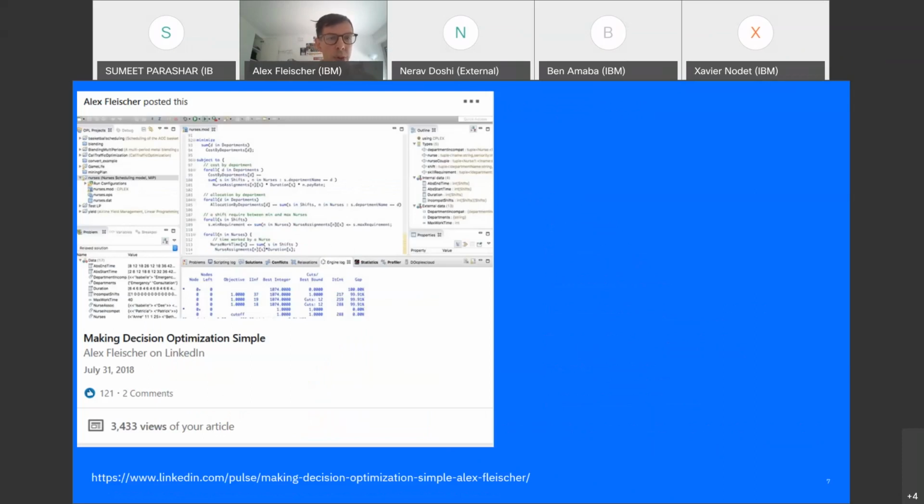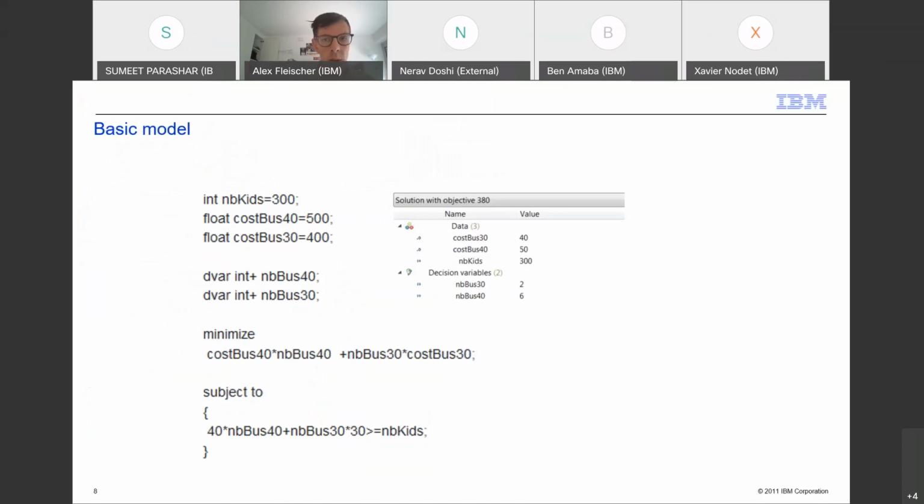So in order to teach OPL to students, I used some examples out of the bus example. So making decision optimization simple. It's very easy to learn. So first example, very basic. You have 2 kinds of buses, 40 seats and 30 seats, and for that, you have 2 buses of 40 and 6 buses of 30. So you can write the OPL model like that, and you have everything. It's a model, and you will run it in the IDE, and you will get the answers. 2 buses, 4 buses, 6 buses.